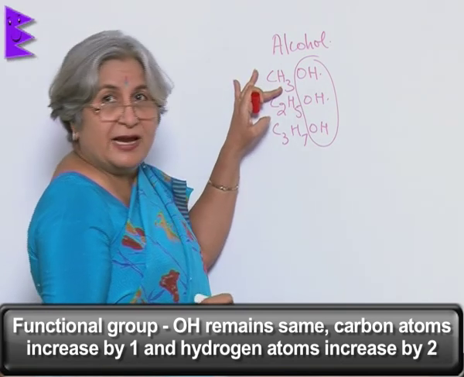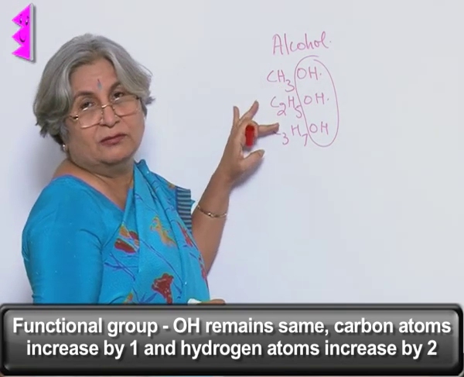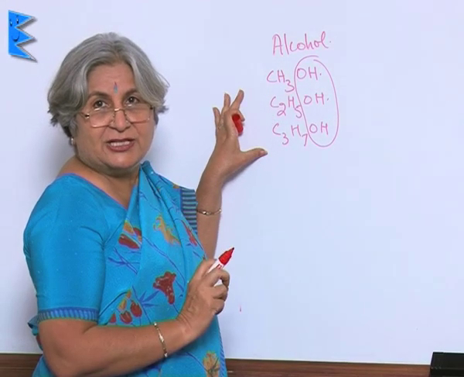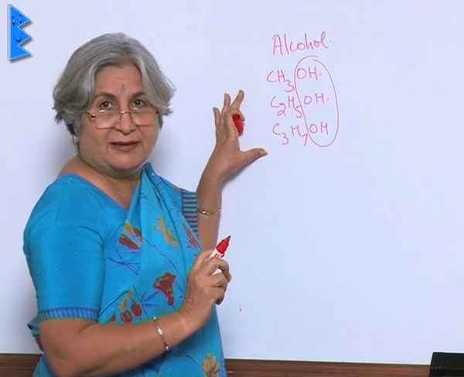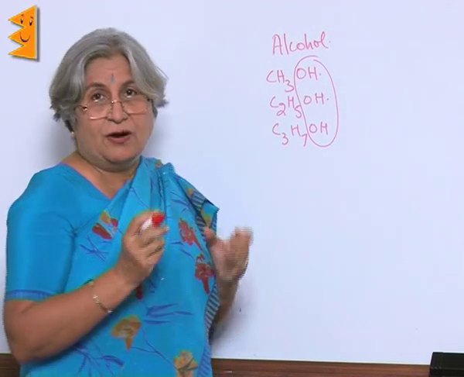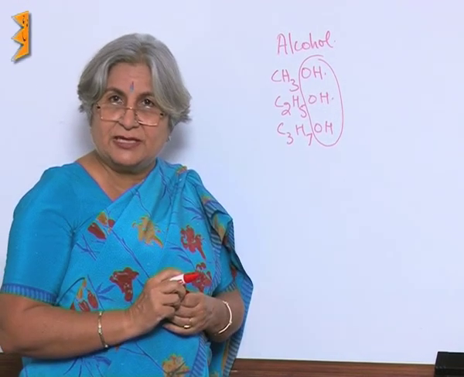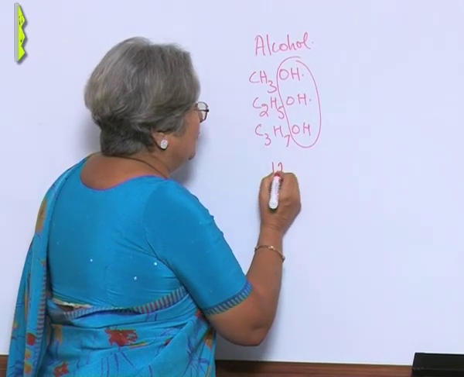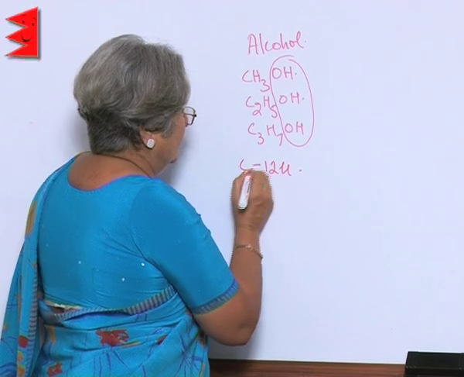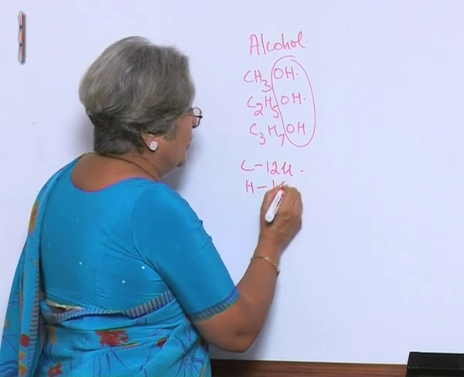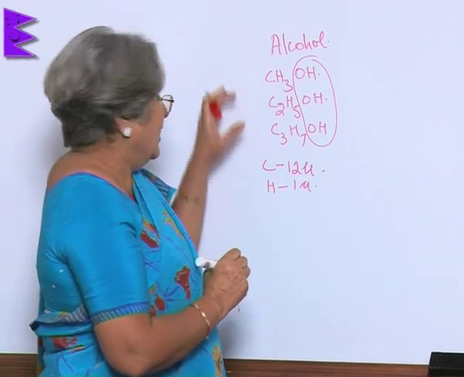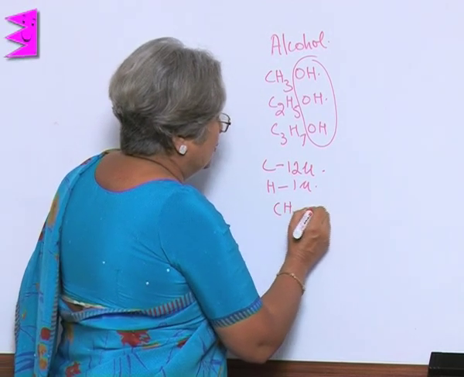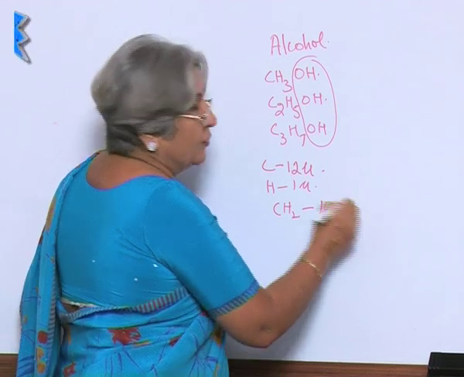And how many hydrogen atoms are increasing? 2. So that means carbon and hydrogen atoms are changing, they are increasing, and if they are increasing, obviously the atomic mass is also changing. For example, the atomic mass of carbon is 12 mu and that of hydrogen is 1 mu. Now, the difference between the two compounds is CH2. So, that means total difference is of 14 mu.